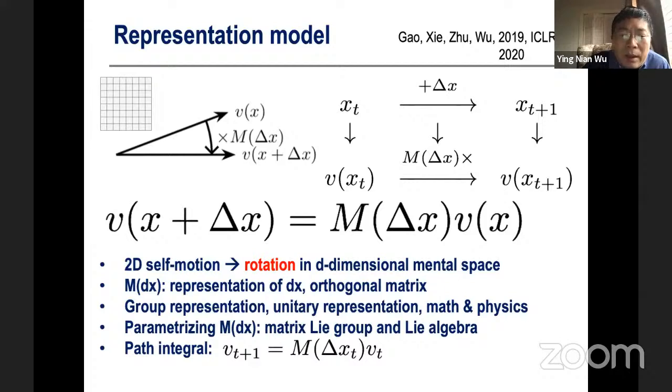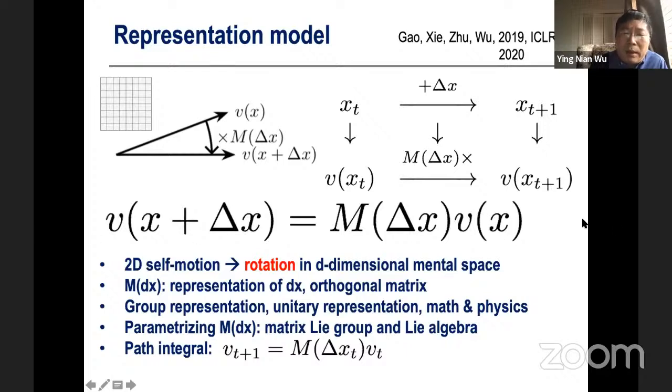And this is where we drew our inspiration. And later, I will tell you how we parametrize this M matrix. So we actually discovered this matrix Lie group and the Lie algebra structure based on some simple mathematical calculation. But given this representation model, where you can think of this v as a noun and this M as a verb, so you change the displacement, change your cell position, right? And then this matrix rotates this vector.